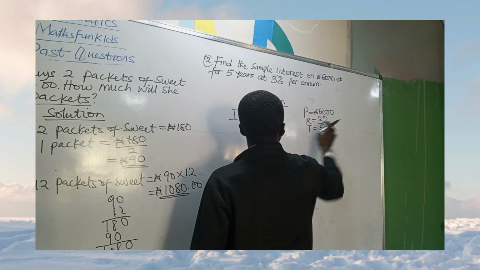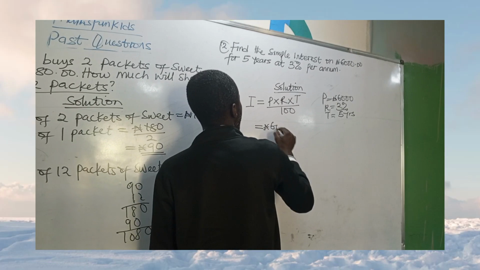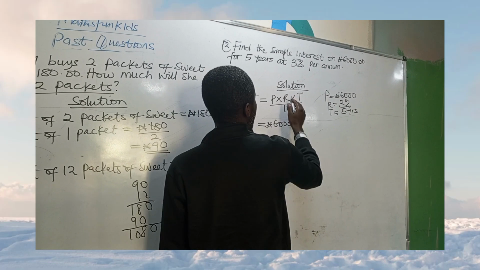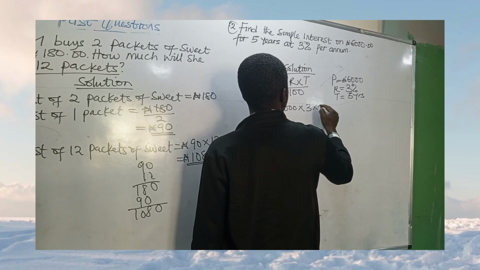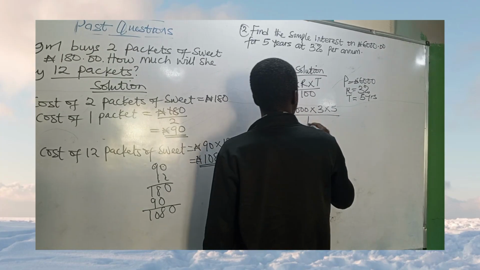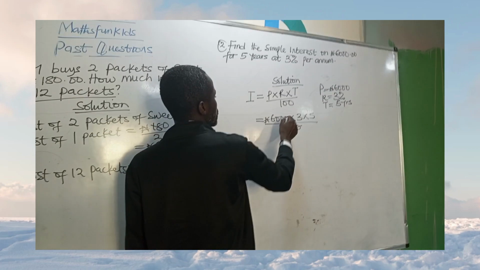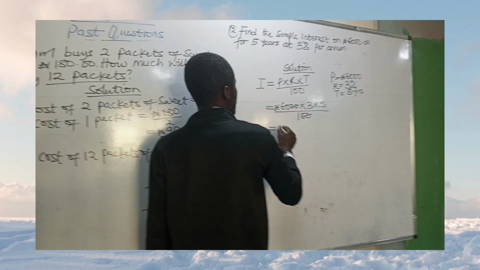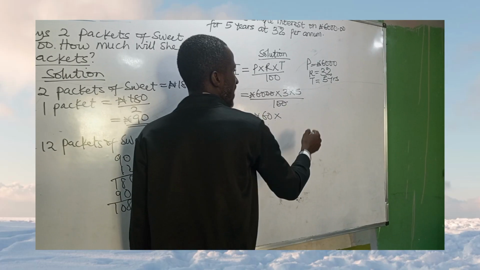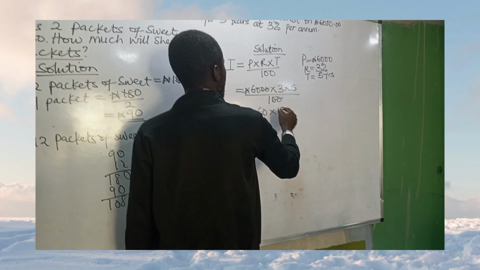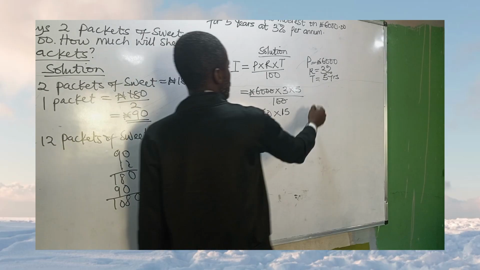So let's input all these numbers in the formula. We have 6,000 naira multiplied by 3 multiplied by 5 all over 100. These 2 zeros, you cancel the 2 zeros here. You are left with 60 multiplied by 3 times 5, which will give us 15. So we now have 60 times 15 left.